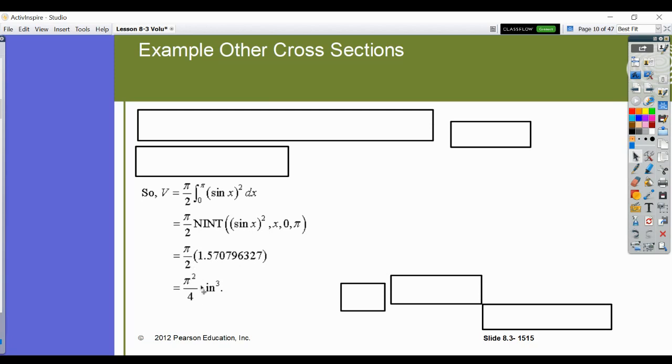Anyway, you can leave it as whatever that decimal is also, that's fine. Don't forget your units on the AP Calc test. They're going to be really picky about that. So make sure that you put your units there. These are volumes, so you're going to have cubic units.